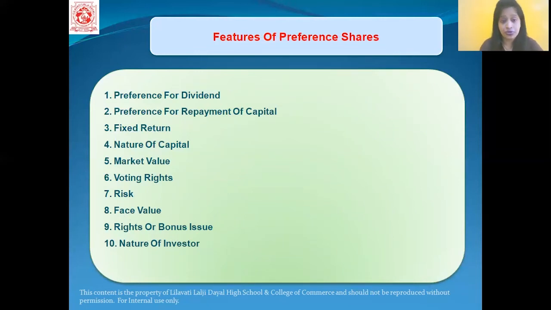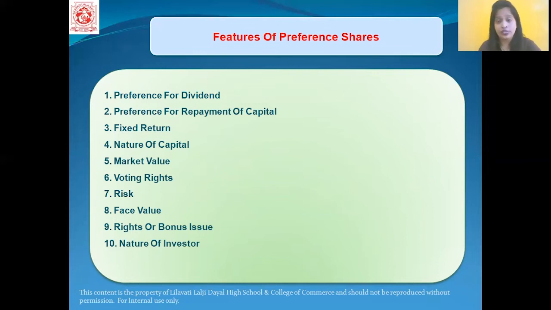Then you have fixed return. So preference shareholders, students, have a fixed rate of dividend. They get a fixed rate of dividend. It does not fluctuate in any form. Next one is nature of capital. Here, students, this will not be termed as a permanent capital, because this capital of preference shares can be redeemed after a particular period of time. Then you have market value. The market value of all the preference shares does not change because there is no capital appreciation.